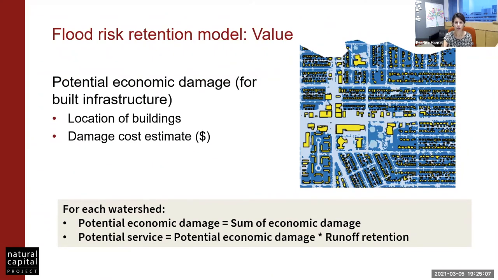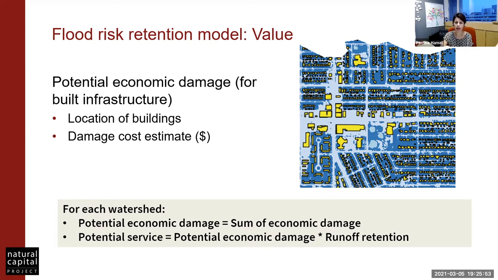Next, we move to the value of this service. So we saw that we can focus on flood-prone areas and in particular flood-prone watersheds to understand where this service might have the highest value. And if we do that, we can also look at the potential economic damage for flood risk. So the model does not explicitly look at the flood depth. It's only saying there's that much runoff that is generated, but we don't know if it's going to translate into a large or a small flood in terms of the depth of the flooding.